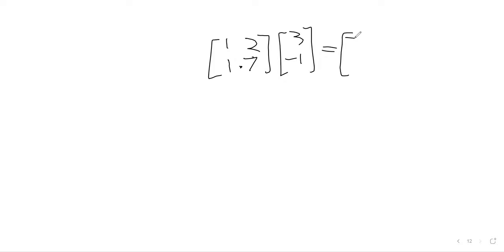Are positive 1. Did not mean to put that there. And then, okay, cover up the first row. 1 times 3 is 3. 7 times -1 is -7. 3 and -7 added up are -4.